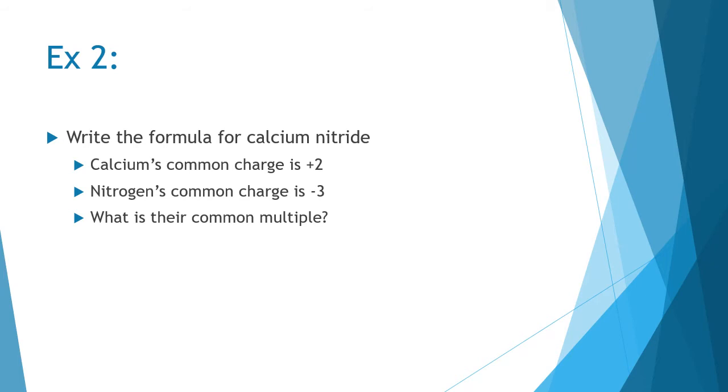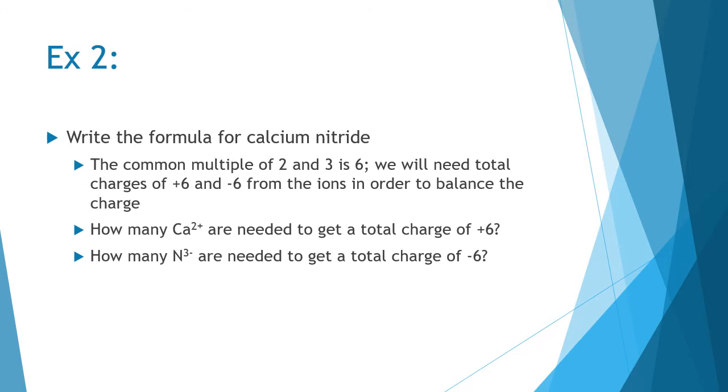So now that we have our charges, we can look for the common multiple. What is the common multiple of 2 and 3? The common multiple of 2 and 3 is 6. So we'll need total charges of +6 and -6 in order to create a balance in the formula. So how many calcium ions are we going to need in order to get a total charge of +6? Since each calcium has a +2 charge, I will need 3 total calciums. So the first part of our formula will be Ca3.